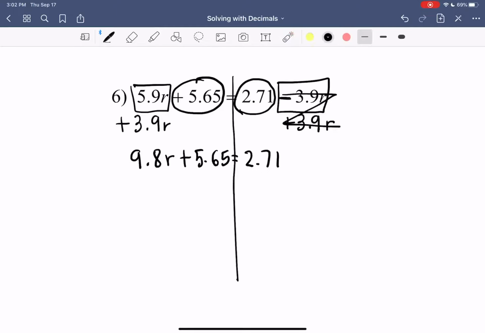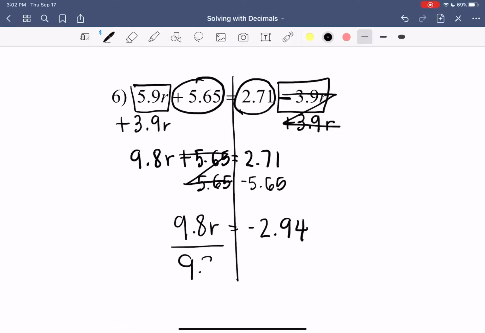So from there, we're going to find the constant that's on the same side as the variable, and we're going to move that one by changing its sign. So we're going to subtract 5.65 from both sides. That will become 0. And we'll be left on the left with 9.8r equals 2.71 minus 5.65. We have a negative 2.94. And our last step is to divide by 9.8.